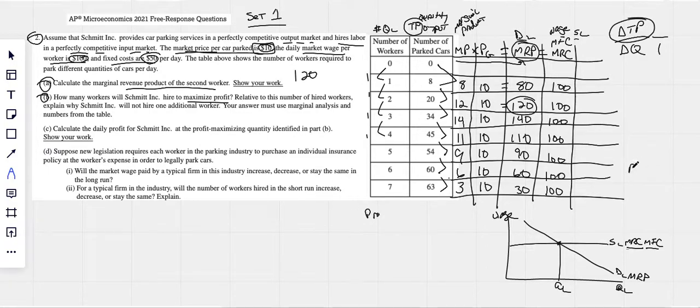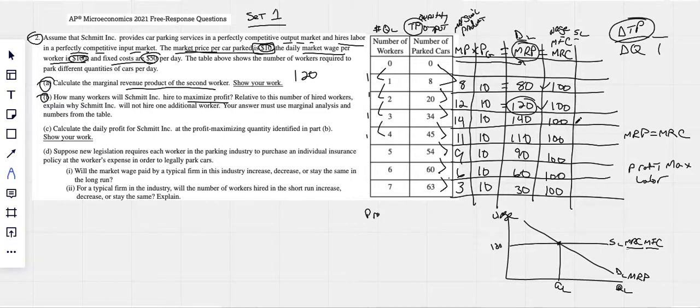I'm going to write it right here. Profit max for labor is where your MRP equals your MRC. Now, what does that even mean? We know the wage is $100, right? But look at this. The first guy only produces 8 cars that he parks. He's not bringing in enough, but we still have to hire him so that we can hire the second guy, right? Can't not hire the first and hire the second.